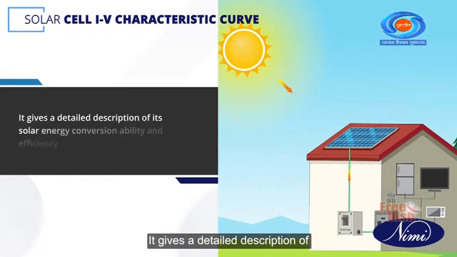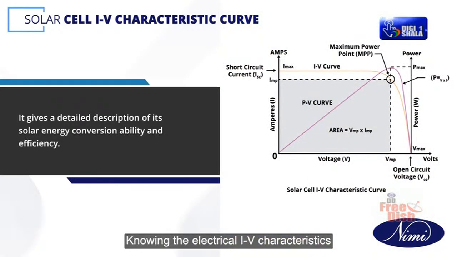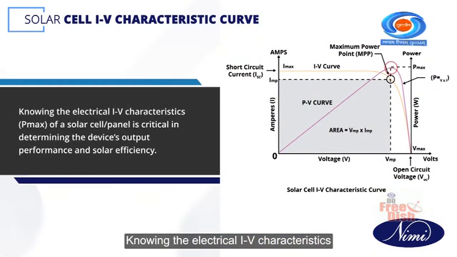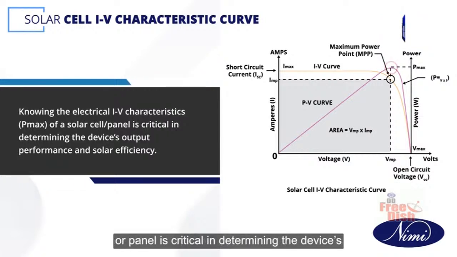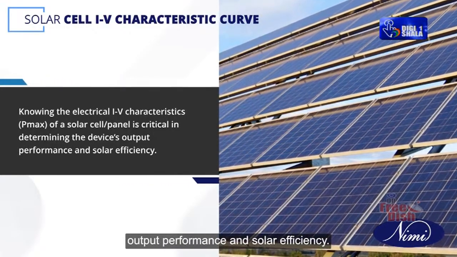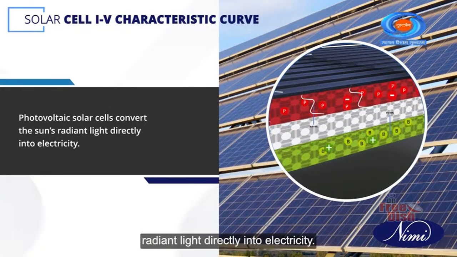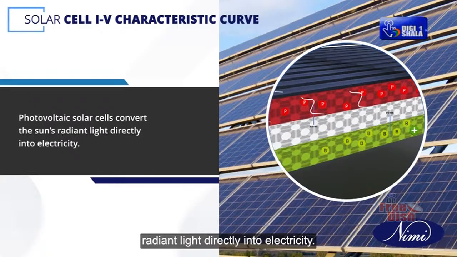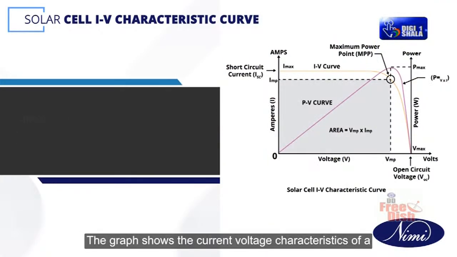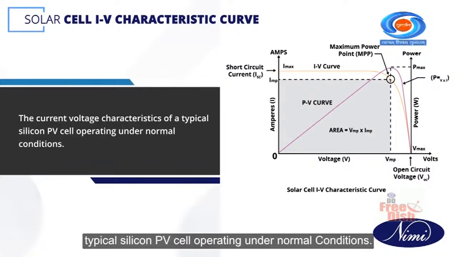It gives a detailed description of its solar energy conversion ability and efficiency. Knowing the electrical IV characteristics, more importantly Pmax of a solar cell or panel, is critical in determining the device's output performance and solar efficiency. Photovoltaic solar cells convert the sun's radiant light directly into electricity. The graph shows the current-voltage characteristics of a typical silicon PV cell operating under normal conditions.